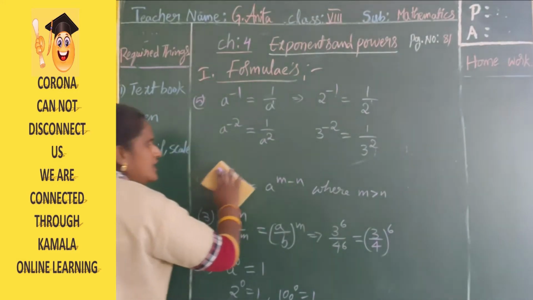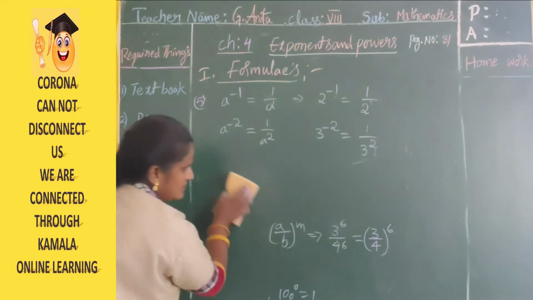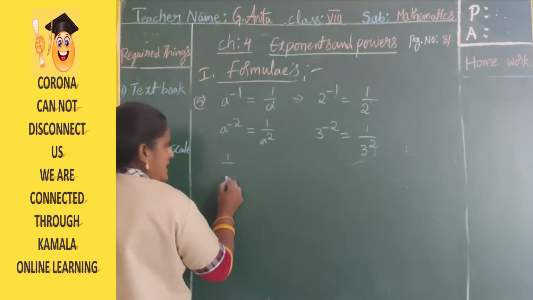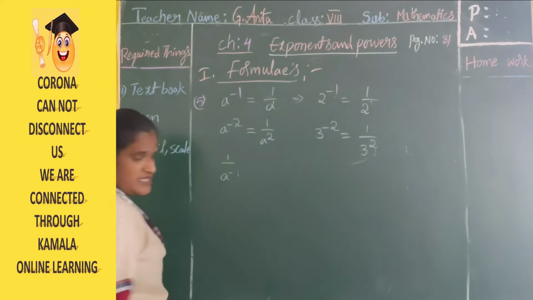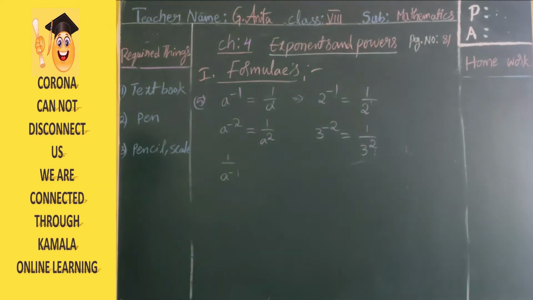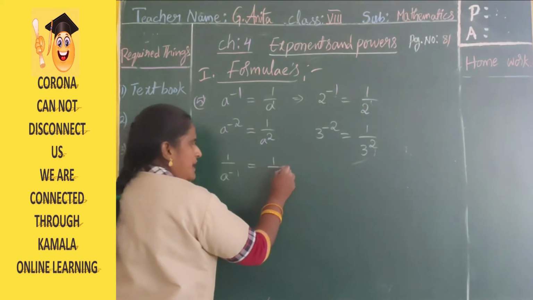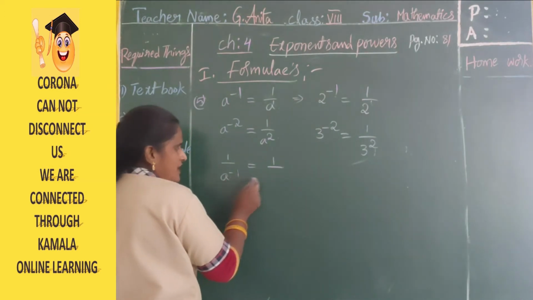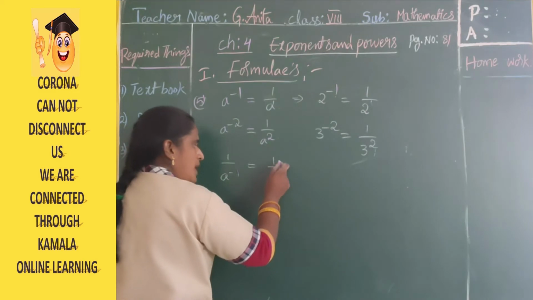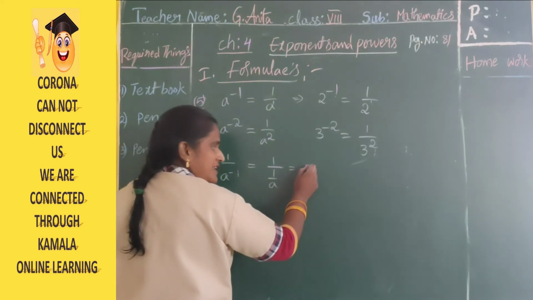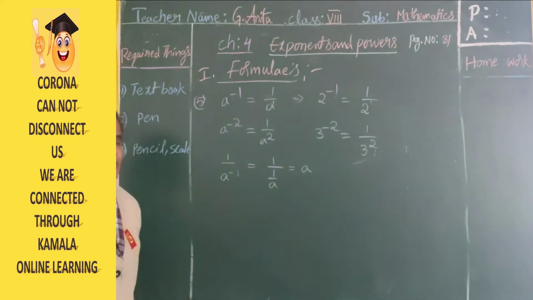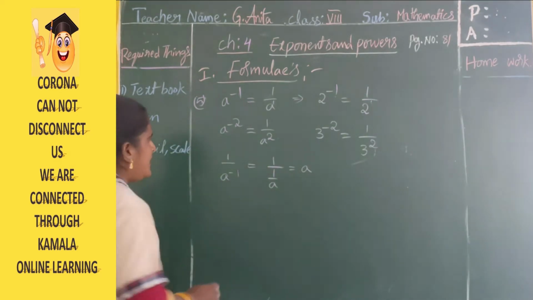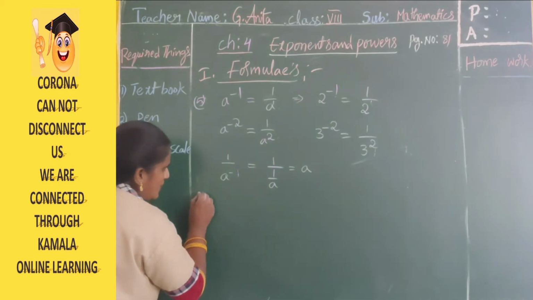Next, in this only one more formula. For example, 1 by a power minus 1 is given. So this can be written as 1 by a power minus 1, and we already know the value of a power minus 1 is 1 by a. So 1 by (1 by a) is nothing but a only. You have to remember that point. 1 by (1 by a) is nothing but a.